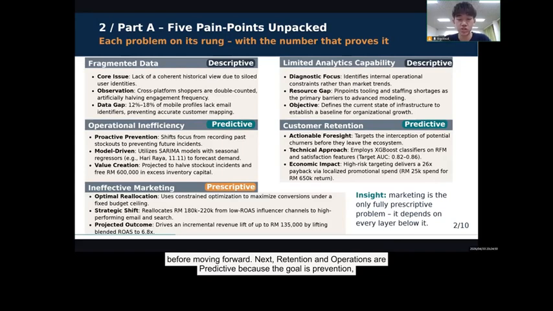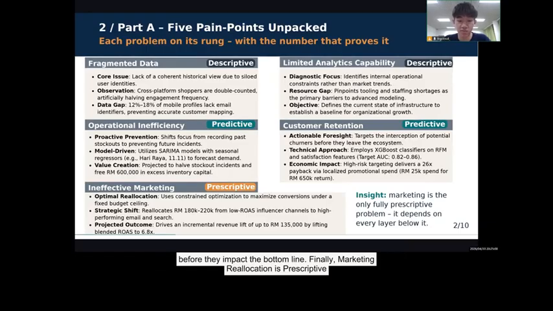Next, retention and operation are predictive because the goal is prevention, not just reporting. We aren't just counting churners or stockouts after they happen. We are using XGBoost and SARIMA to anticipate future risk and intercept them before they impact the bottom line.